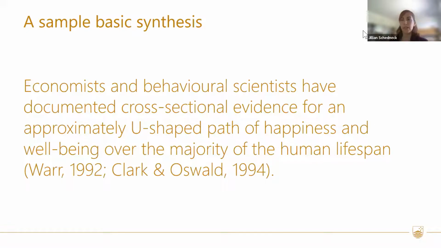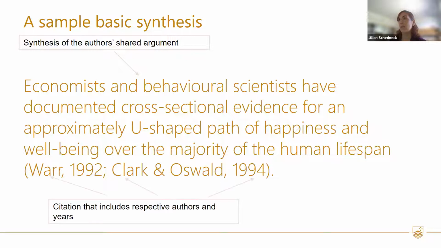So this is just the basic example. We've got this consensus here between these scholars. Economists and behavioral scientists have documented this cross-sectional evidence for an approximately U-shaped path of happiness and well-being over the majority of the human lifespan. So we found 2 scholars that have said that. That's a synthesis. Maybe more, if possible, would be even stronger if that is the case. So we've got the synthesis of the argument, and the citation includes them both, and we've got that semicolon there to indicate they're 2 different sources put together.